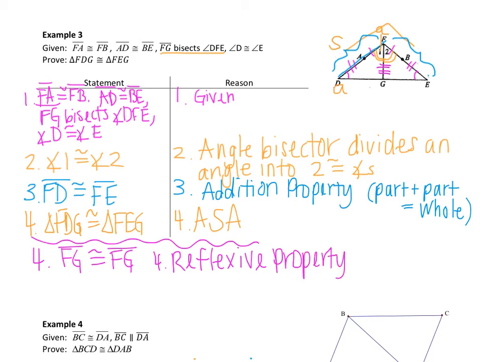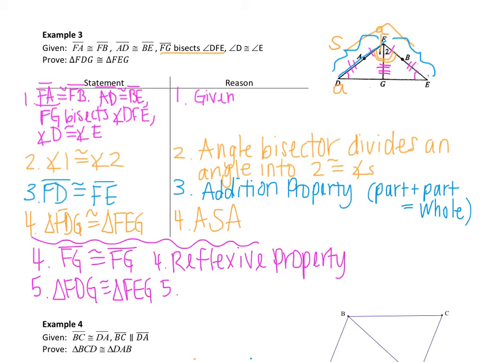So now based on this, my triangles are still congruent. Triangle FDG is congruent to triangle FEG. But this time I have options. It's not strictly ASA. Yes, certainly it could be ASA based on the markings that I have.